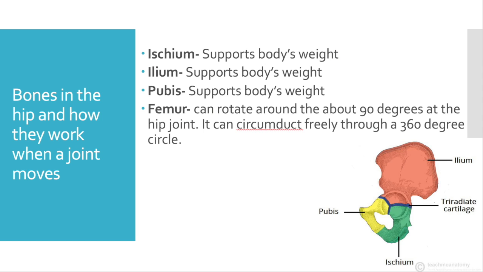The bones in the hip are the ischium, ilium, pubis, and femur. The ischium, ilium, and pubis all support body weight, whereas the femur can rotate around about 90 degrees at the hip joint. It can circumduct around 360 degrees as a circle.